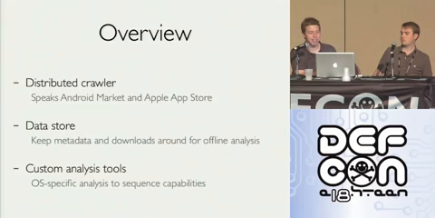How do we build it? So, a quick architectural overview. We built a distributed crawler that speaks Android and iPhone, and effectively what it does is a piece of software we built that communicates with each app store over its native protocol and interacts with it in the same way you would download something on your device.